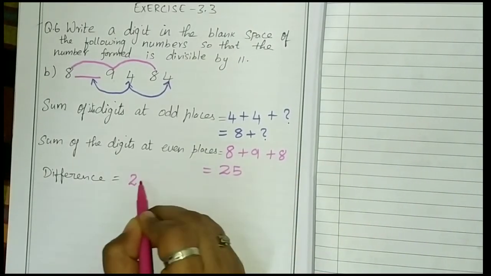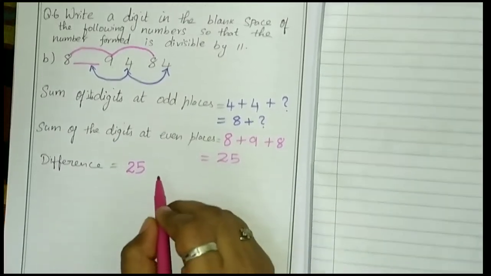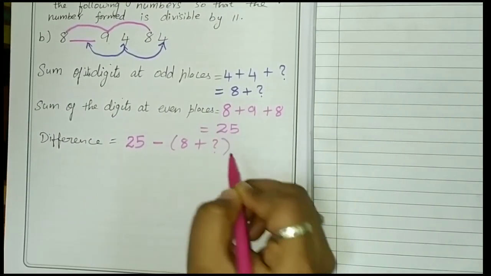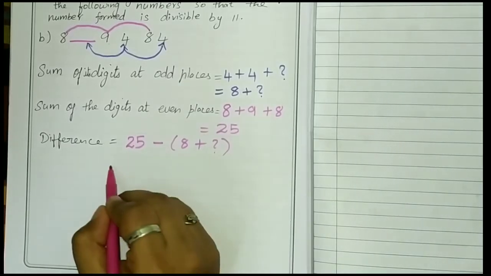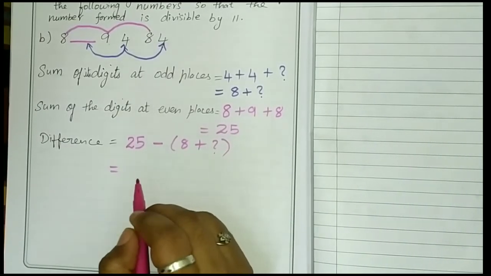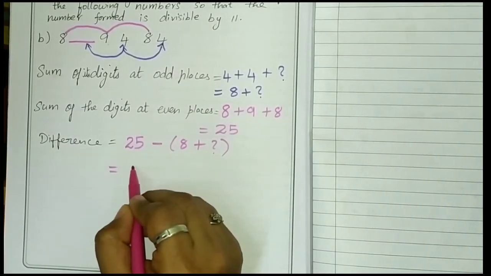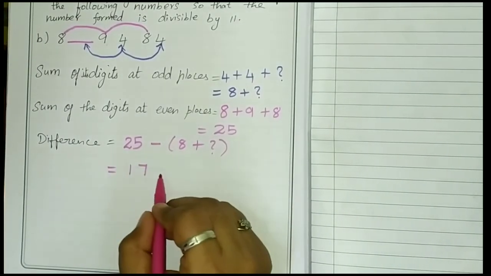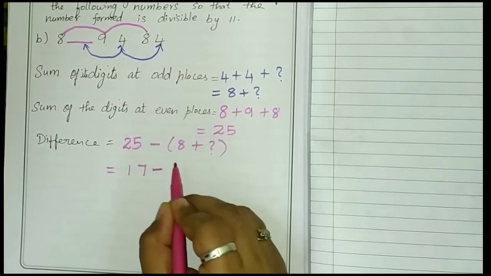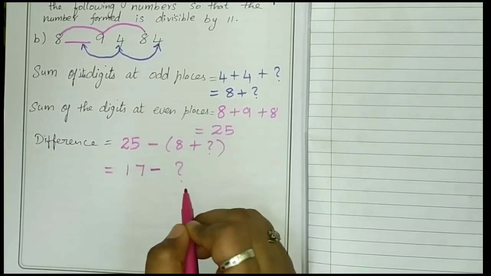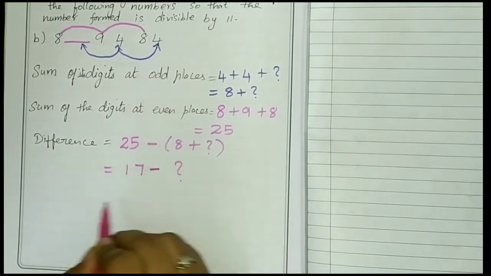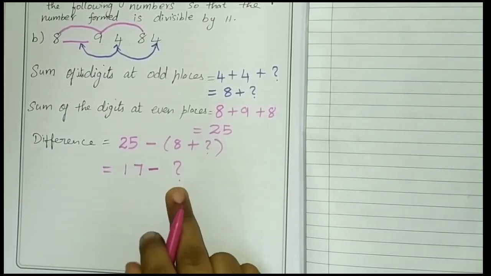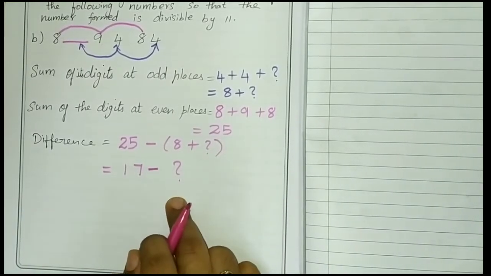Now, you have to do the difference. How will you do the difference? 25 minus 8 plus some unknown number. Am I right? While doing the difference, subtract 25 minus 8. What is 25 minus 8? Yes, it is 17. So it is 17 minus some required number. I can't say this answer is divisible by 11, because only once I get this unknown number, the required number, can I conclude the sum.